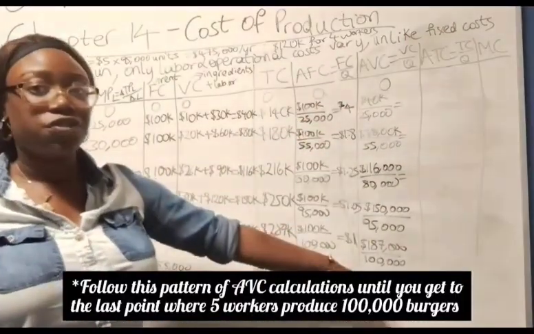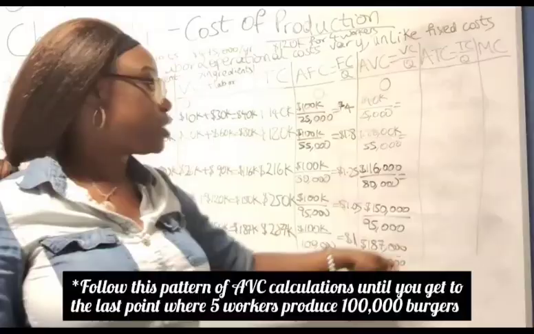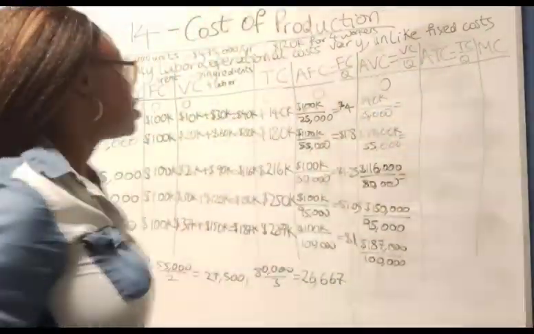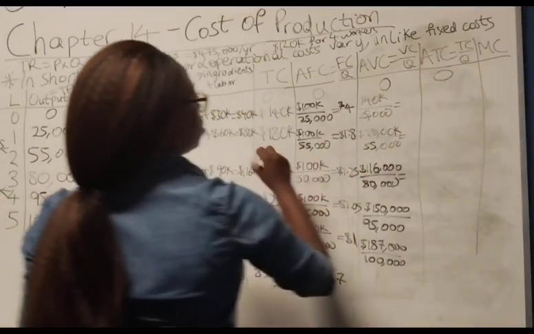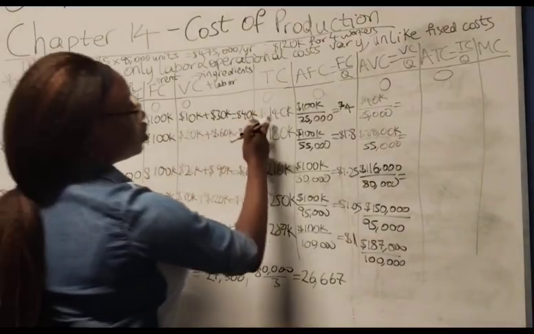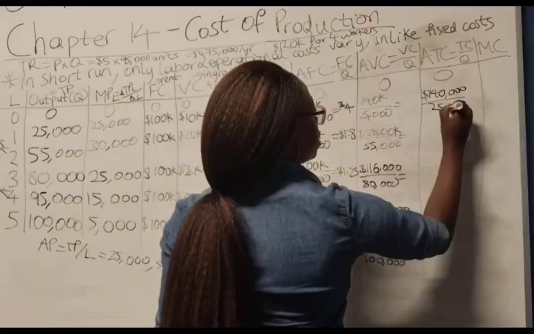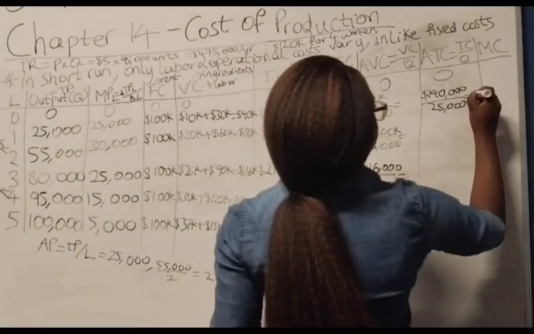So do the calculation of this. You're going to see that it's going to maintain the same pattern where the average variable cost is going to reduce over time. Okay. How about average total cost? So your total cost at zero production is zero. At one worker or 25,000 burgers produced, you have total cost $140,000 divided by 25,000 burgers that are being produced, and that is going to give you $5.6.